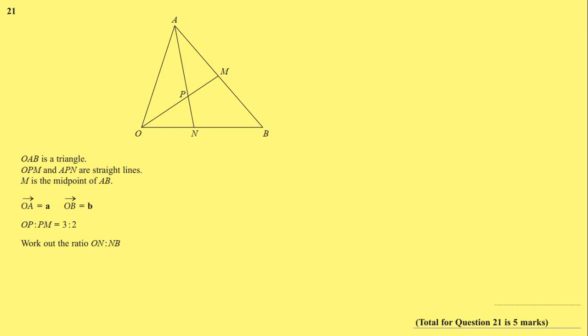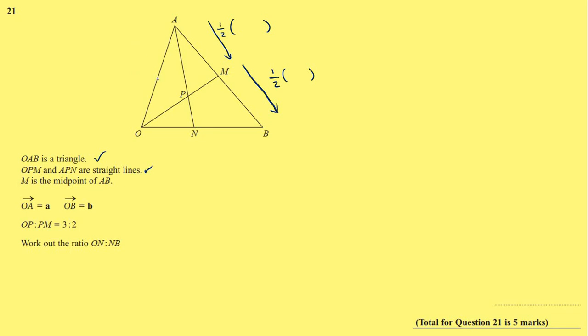OAB is a triangle, fine. OPM, which is this line here, O to P to M, and APN are straight lines. Well, fair enough, they look like that, don't they? That's done, that's done. M is the midpoint of AB. So if we're going from A to B, M would be the midpoint, it'd be halfway along. Okay, and this would also be a halfway along.